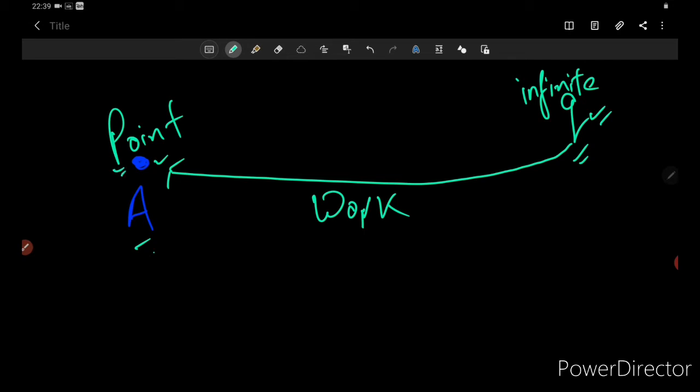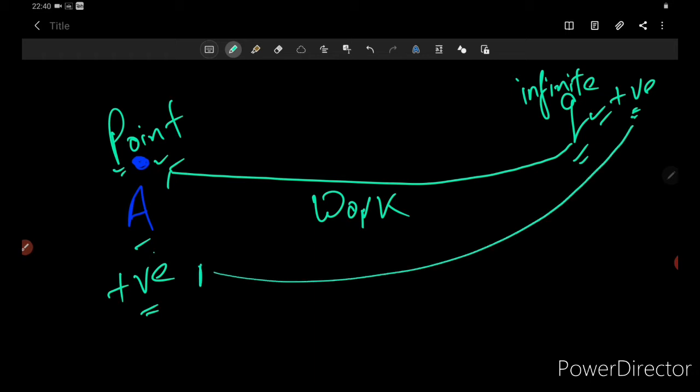So why is work done? Suppose this point A is positive and I am bringing one positive charge only. Now what will happen? This positive charge will try to repel this unit positive charge. So while this charge repels this particular charge, what happens? I need to apply one extra force to bring this positive charge to this particular point. So I need to do some work.